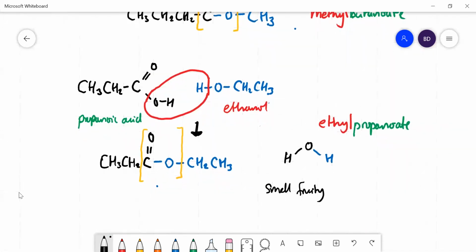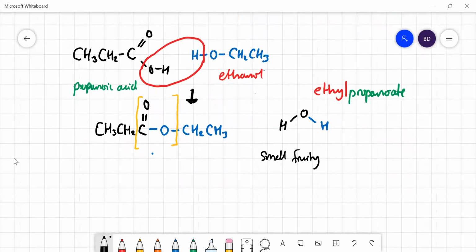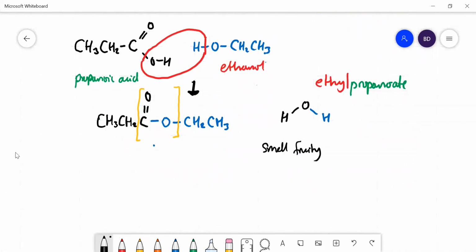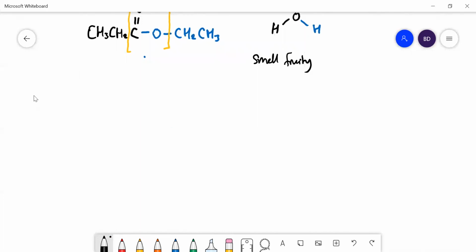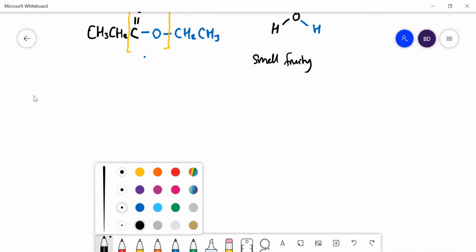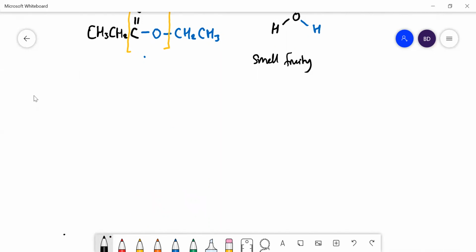Now esters can actually form big, very long molecules called polyesters, where they join together. So let's have a look at how a polyester can form. If I draw a carboxylic acid here, I'll draw it 4 carbons long.